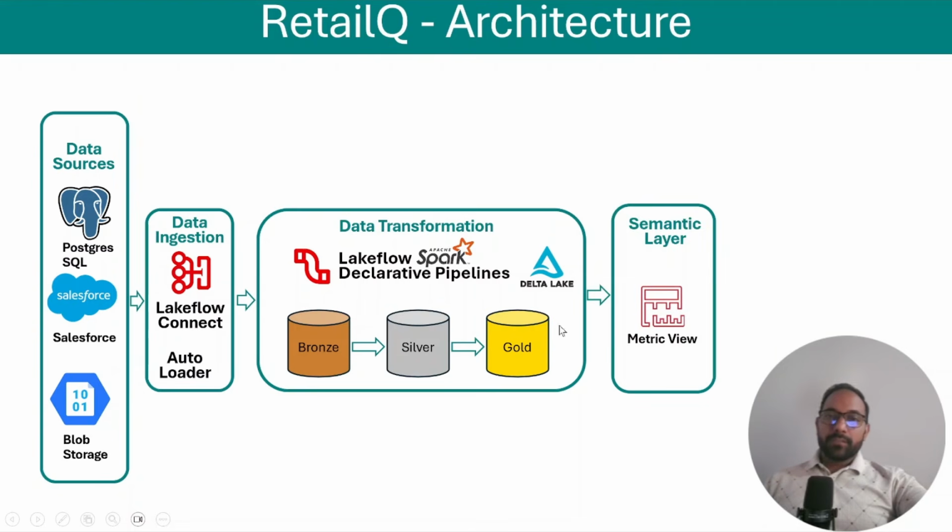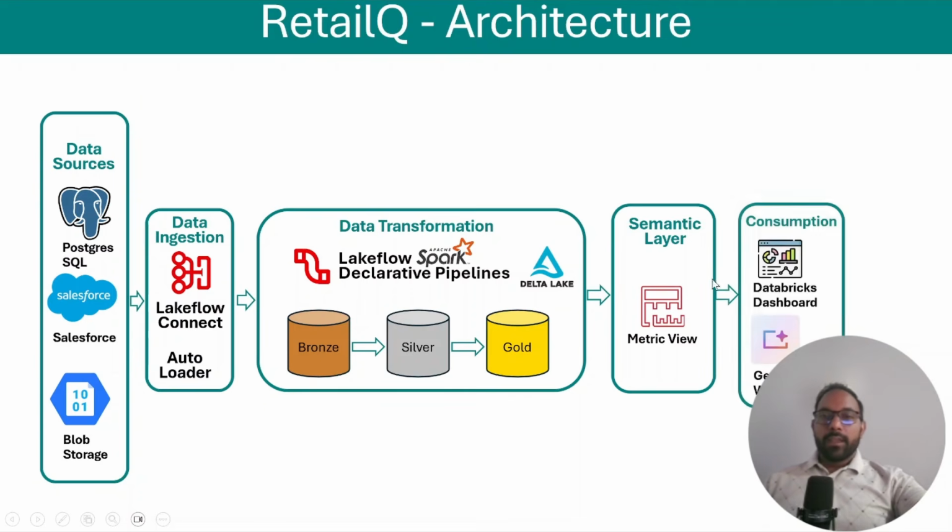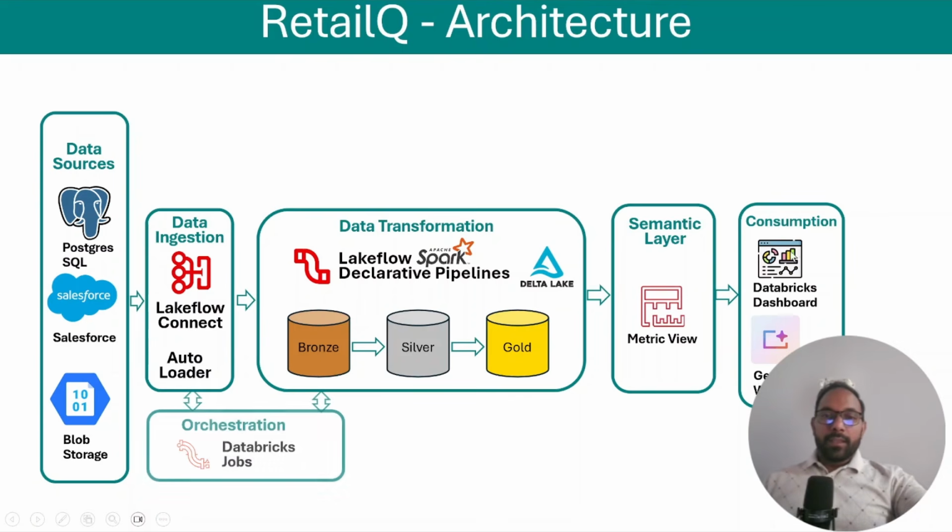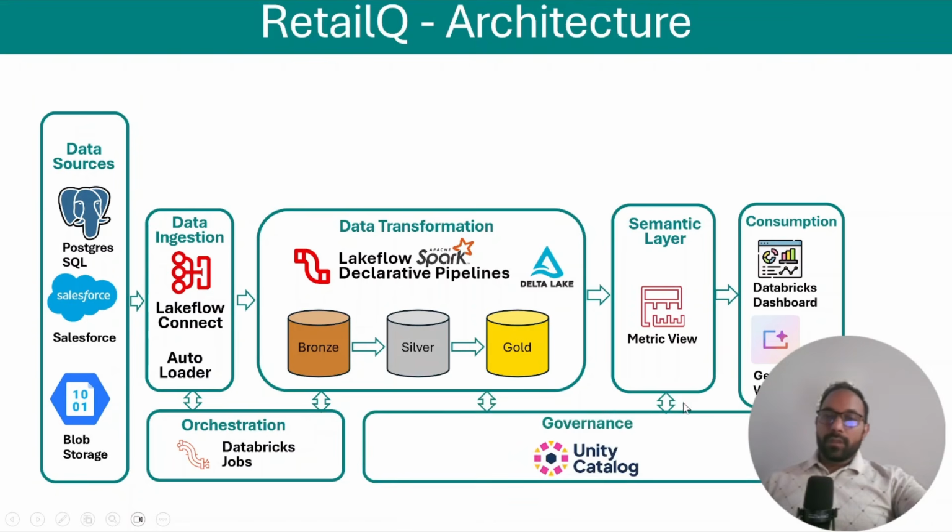On top of this transformation layer, we are going to build a semantic layer, which is a latest concept a lot of clients are exploring and even using now. And finally, we are going to consume the data in terms of dashboard and Genie workspaces. And while we build this solution, we are going to orchestrate it to run on a daily basis using Databricks Jobs. And for governance, we will use Unity Catalog, which provides all the governance capabilities across the entire process.